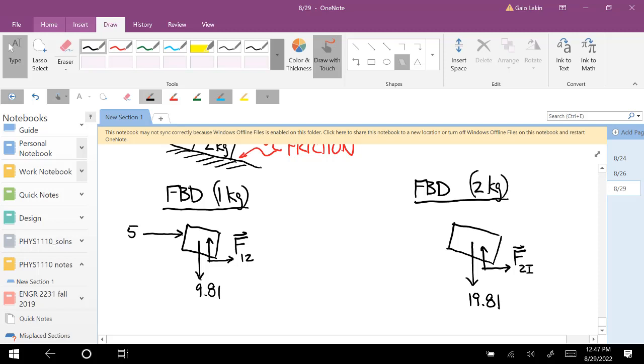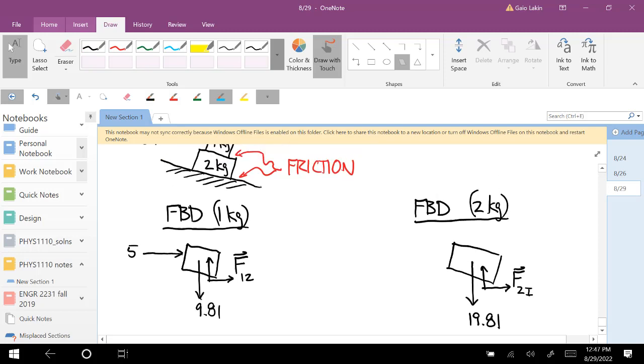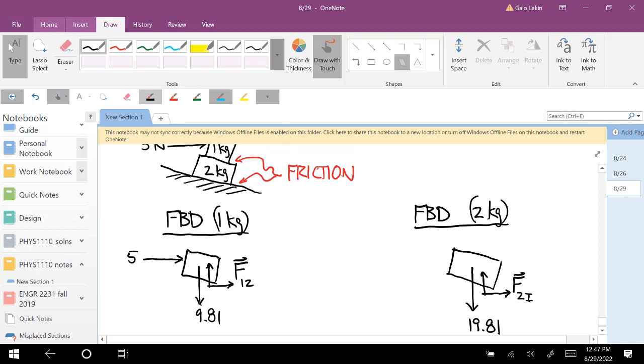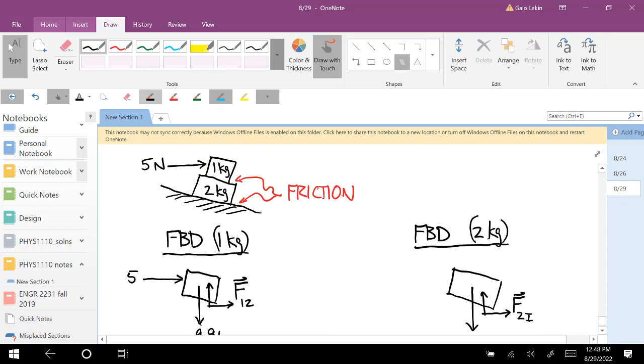Okay. We have the 2 kilogram. I'm going to move this so I can draw it. Okay, so force on the 2 by the incline. And then the only other force is coming from the 1 kilogram. That's a friction contact, so you don't know the direction. And Newton's third law says that's the force on the 2 by the 1, which is negative force on the 1 by the 2.